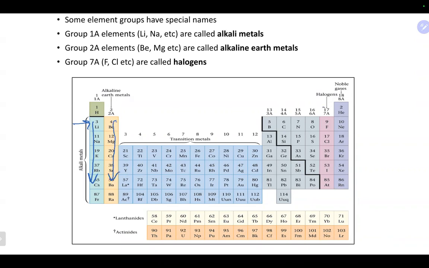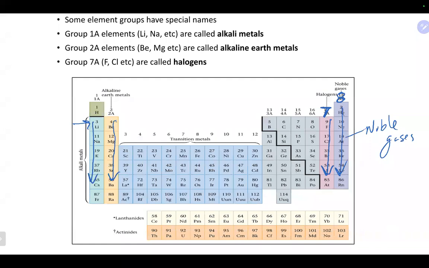Group 7, which is over here, these are the halogens. And right next door is group 8, which is the noble gases. So those are the noble gases. Noble gases are chemically inert.